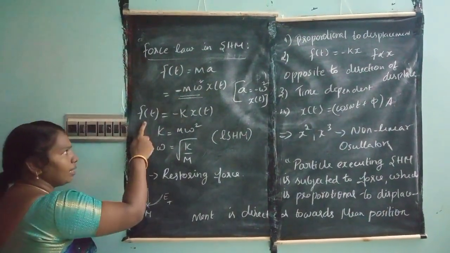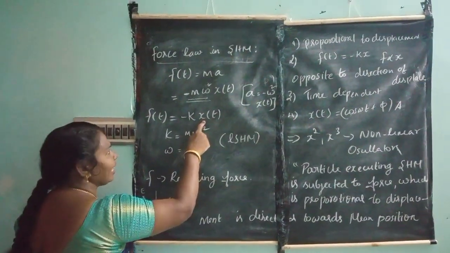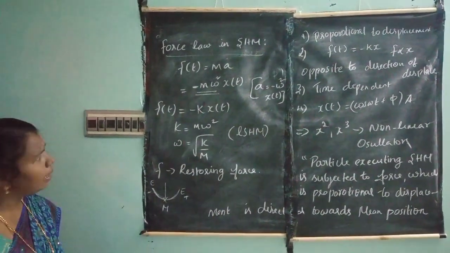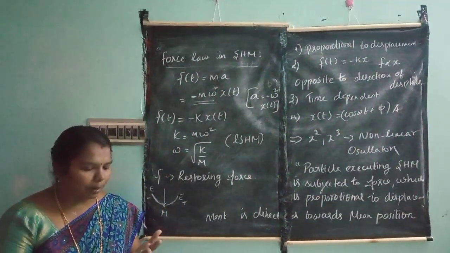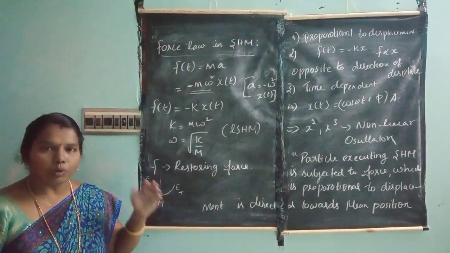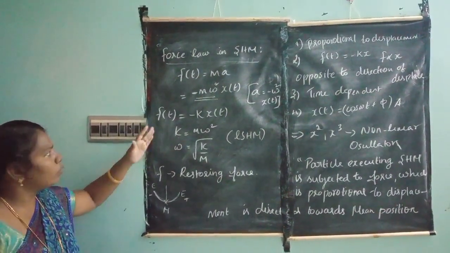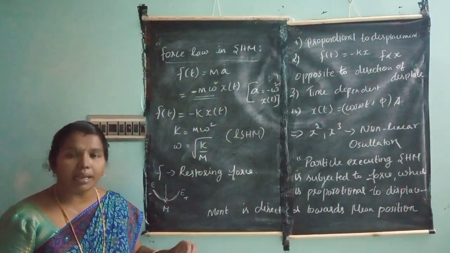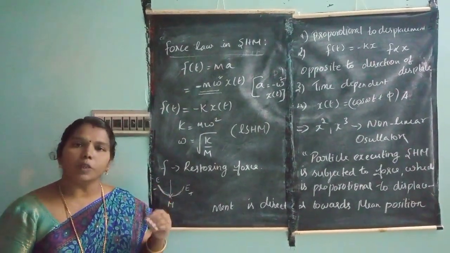F of t is called the restoring force, k is called the force constant, and x of t is the displacement along the x-axis varying with respect to time in simple harmonic motion. Can you understand? This is a very important formula we can use forever. The displacement, acceleration and velocity terms should be kept in your mind for the oscillations, and the force term too. So F of t is equal to minus k x of t, where k is the force constant and x of t is the displacement along the x-axis with respect to time.